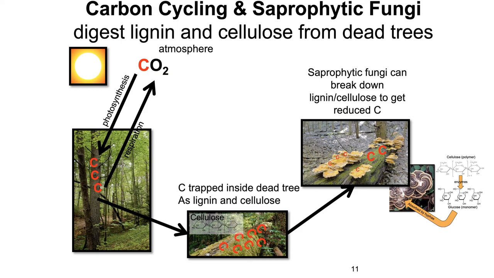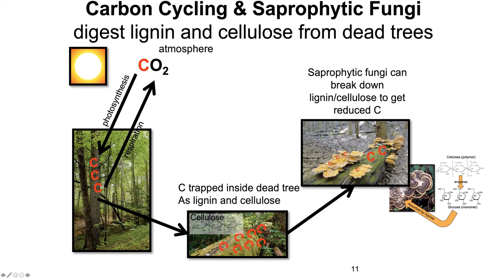Now, interestingly, what fungi have the ability to do, saprophytic fungi especially, is break down the lignin and cellulose to get to those reduced carbon atoms. So remember, when I talk about reduced carbon, I'm talking about high energy carbon. Specifically, I'm talking about those glucose monomers that make up these complex cellulose polymers. And all of these things are made up of individual carbon atoms.